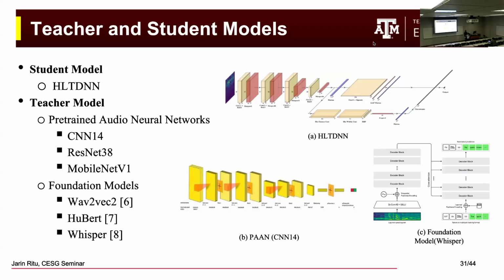So as you can see, the student model is very small. I will show how many parameters those models have, and these are an example image of CNN14, and this is an example image of Whisper.